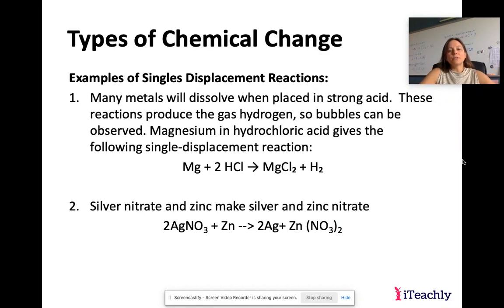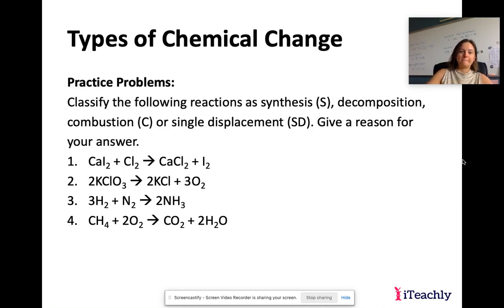So here's some examples. So I have magnesium and hydrochloric acid. And so the magnesium kicks out the hydrogen, and so you get magnesium chloride because that's a better electron configuration. The next one we have silver nitrate and zinc. So zinc is going to kick out the silver, and so you're going to get zinc nitrate. And again, why does this happen? Because the zinc with the nitrate is a better electron configuration. So can you identify these as synthesis, decomposition, combustion, or single replacement?